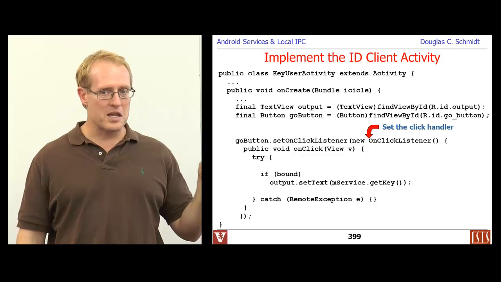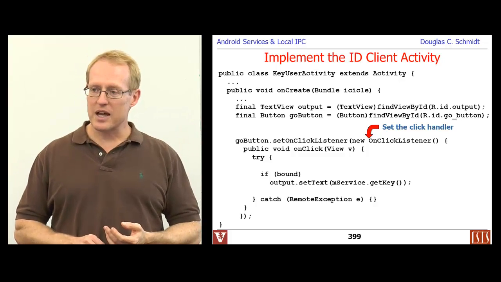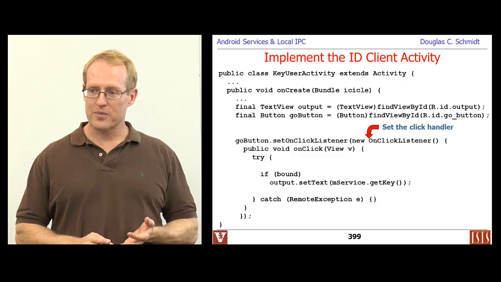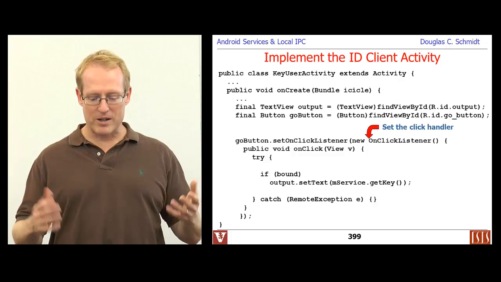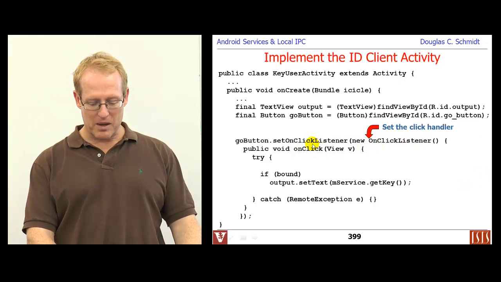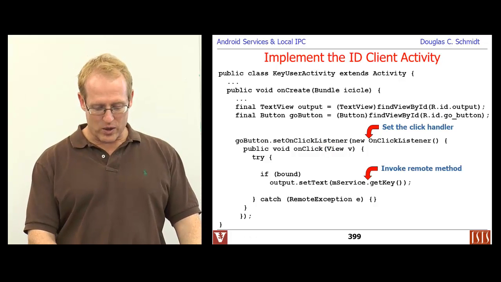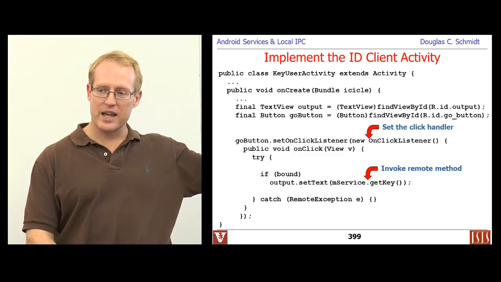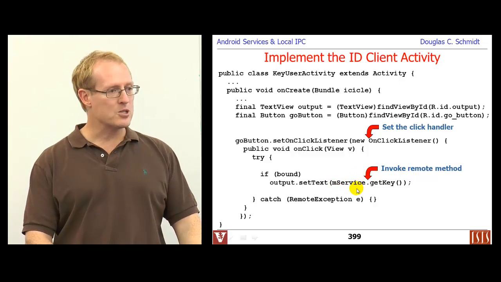So here's the onCreate method. When onCreate is called, as you know, when the activity starts, this guy registers an explicit click handler. It doesn't do it through the layout file. It does it just by registering this callback dynamically. And you can see that the onClick method, which is part of this click handler that we're creating and setting, is going to check when it's called. When you click, when you say, I want to generate a new ID, it goes ahead and checks to see if we're bound. And if we're bound, it goes ahead and says mservice.getKey.